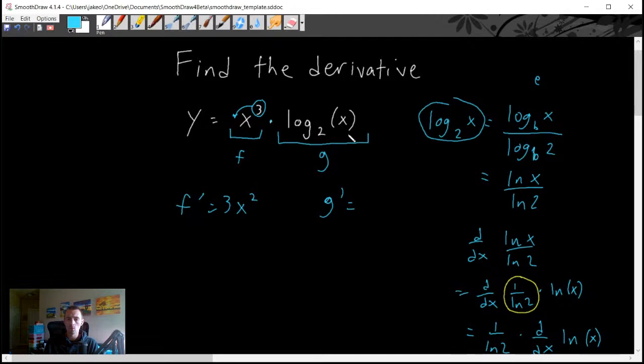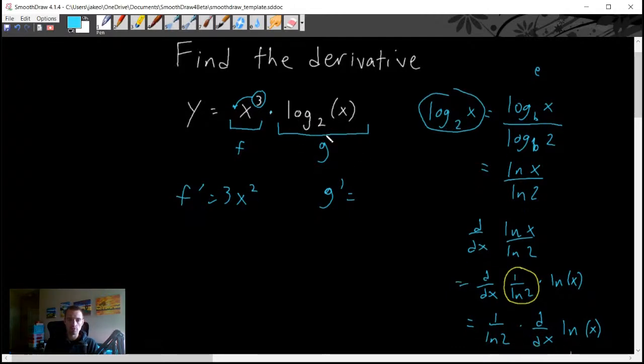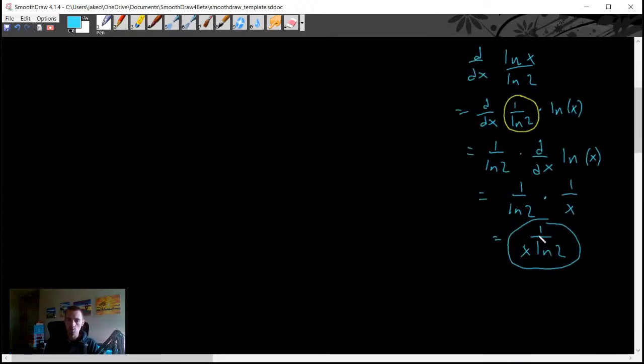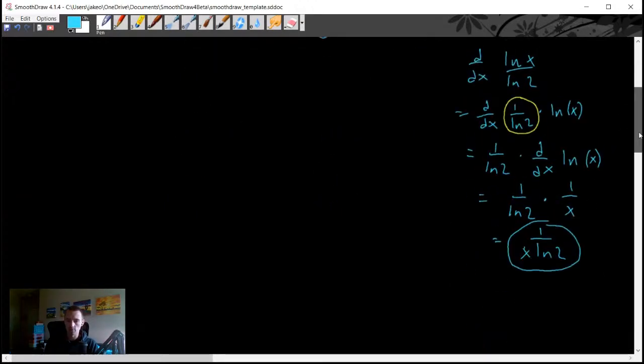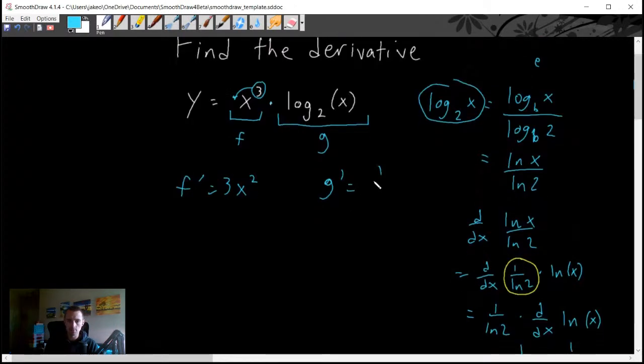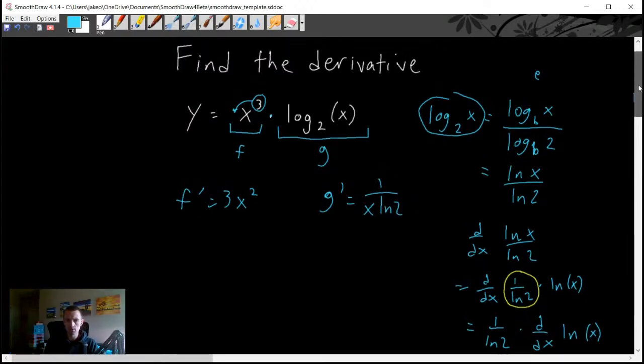So what we had here was log base 2 of x. We figured out the derivative of that, back to our product rule formula here, is 1 over x times natural log of 2. So we'll say g prime is 1 over x times natural log of 2. The product rule says once we have our f, our g, our f prime, our g prime, we just need to multiply these across and then add those two products together.